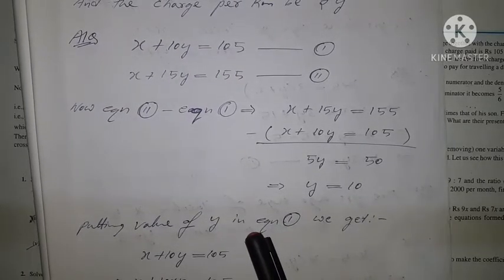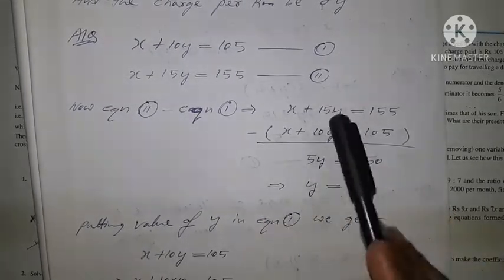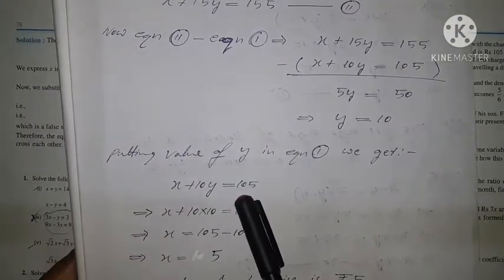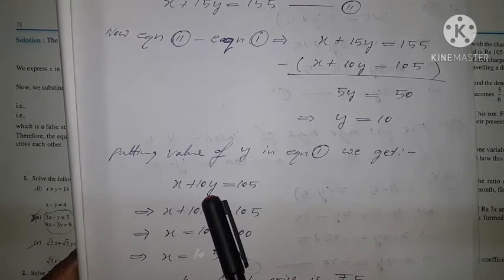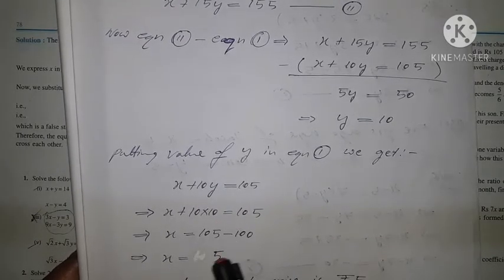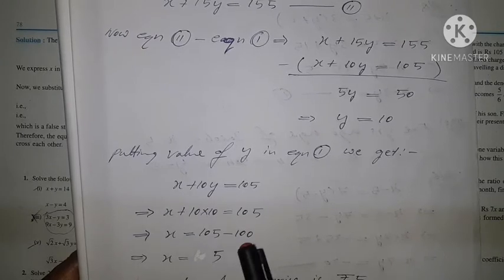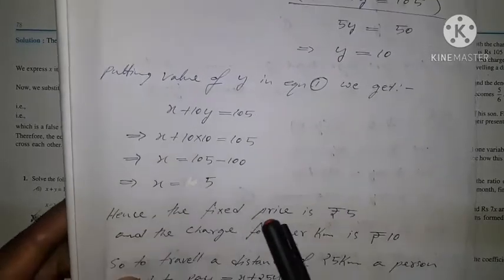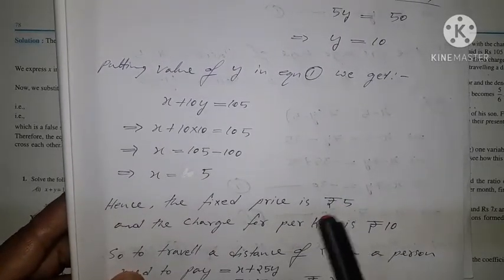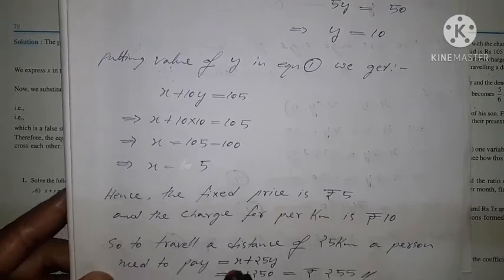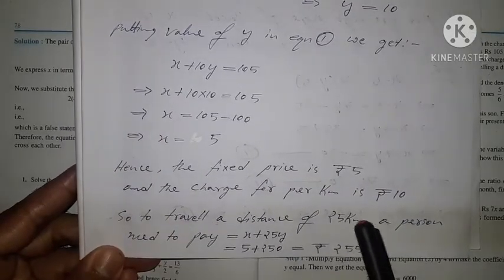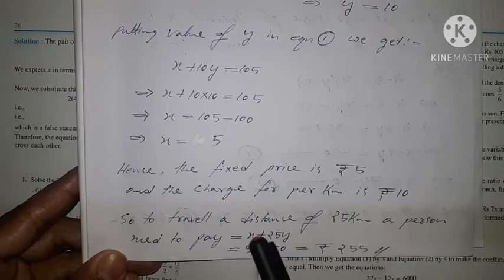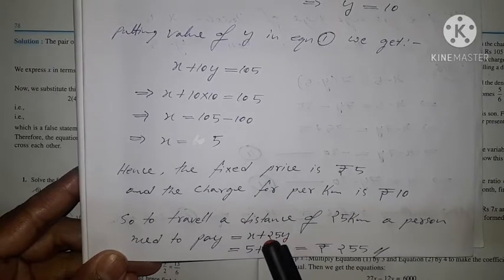Now putting the value of Y in any one of these equations. Let us put it in equation 1: X plus 10Y equals 105. If we put the value of Y, that is 10, it becomes 100. Therefore 105 minus 100 becomes 5, so the value of X is 5. Hence the fixed price is rupees 5 and the charge per kilometer is rupees 10. To travel a distance of 25 km, a person needs to pay X plus 25Y, because the fixed charge plus for 25 km it will be 25Y.